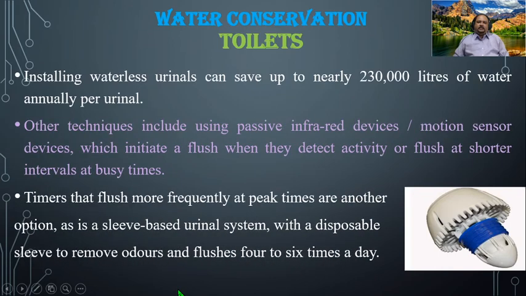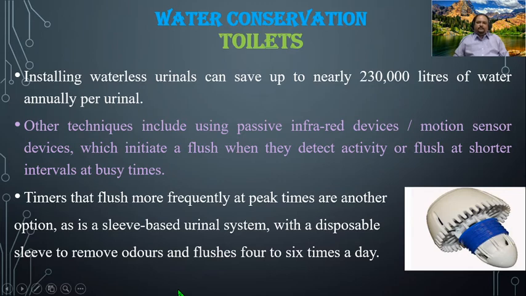Let us understand the toilets and their role in water conservation in the housekeeping department of hotels. Installing waterless urinals can save up to nearly 230,000 liters of water annually per urinal. Other techniques include using passive infrared devices or motion sensor devices which initiate a flush when they detect activity or flush at shorter intervals at busy times.